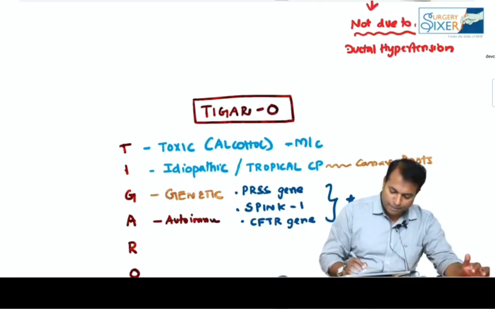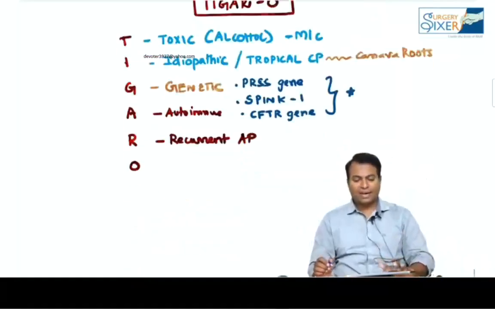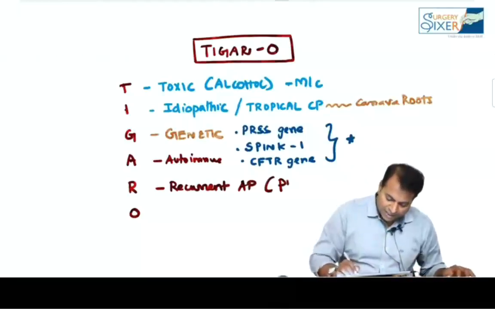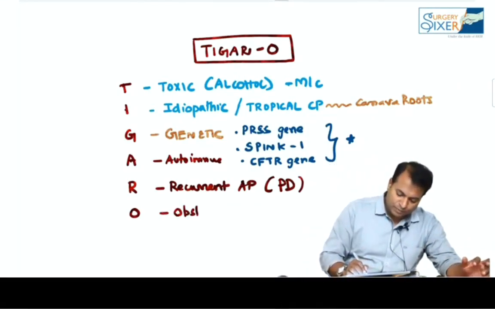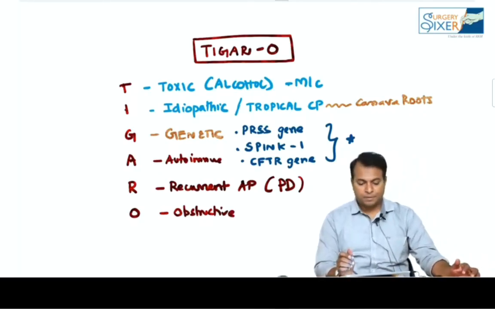And A for autoimmune. R for recurrent. Can you tell me which condition I told you where patients may have recurrent acute pancreatitis? Pancreas divisum is one case where patients may have recurrent acute pancreatitis. And another is obstructive, which may be due to stones or strictures.